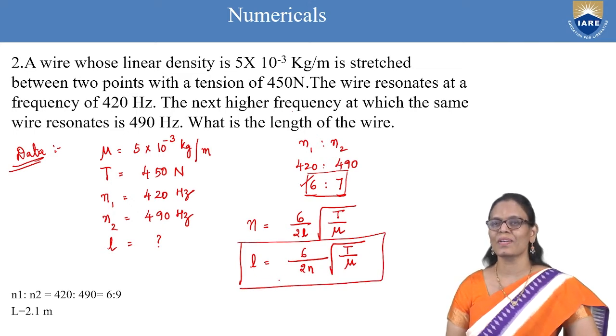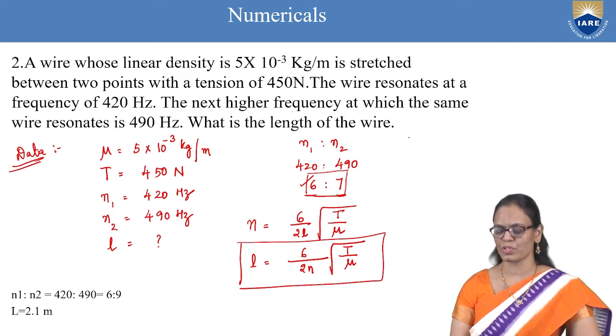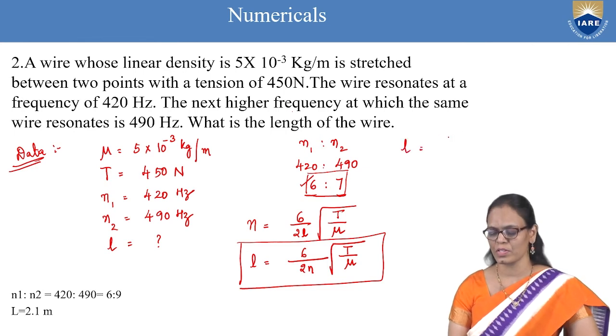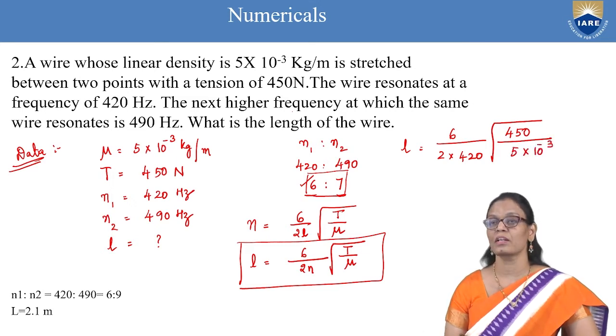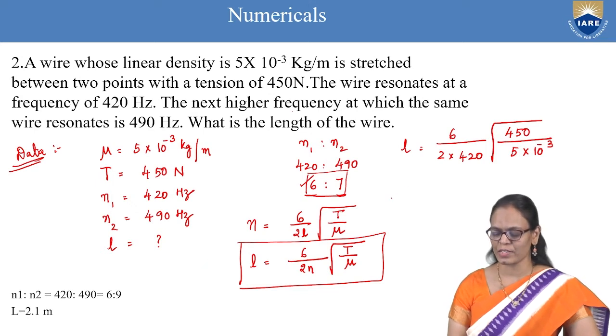So in this we can directly do the substitution. L is equal to 6 upon 2 into what is our N? 420, the first frequency we are taking. So upon 420 under root T. What is the tension? 450 upon mu. Mu is 5 into 10 power minus 3. So we can simplify it.